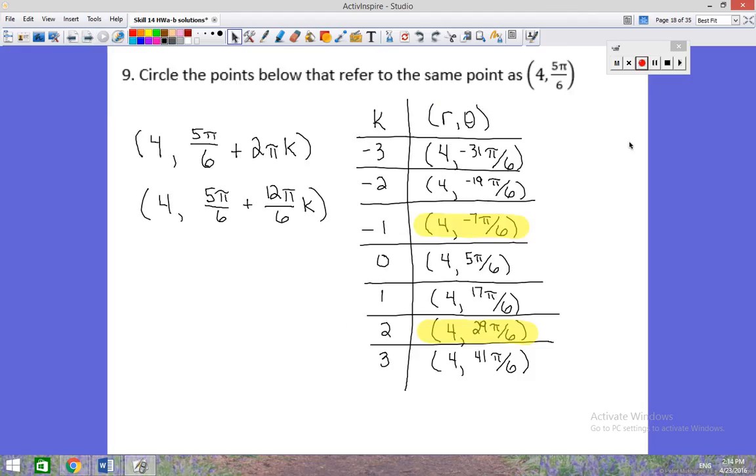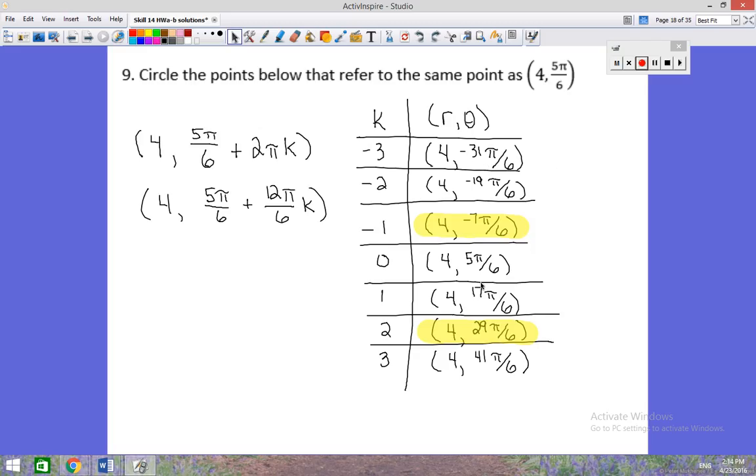Now here on number 9, they give us a point in polar coordinates, r theta, and remember, because of coterminal angles, and also because we can have a negative r values, there's infinitely many ways to describe that same point in a two-dimensional plane. So what I did here is, if I kept 4 as positive, I wanted to create a table, create a list of all the coterminal angles. Well, not all, but with 5 pi over 6. So I just went out 3 units from 0.